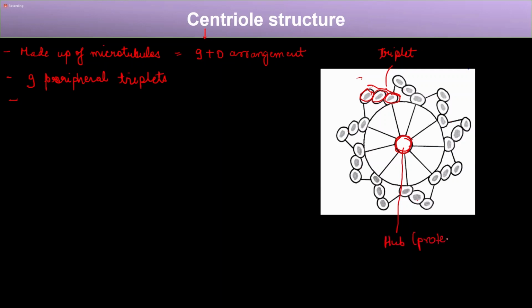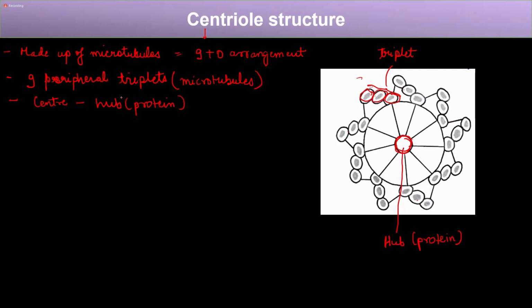So the hub is a protein. Okay, so the centriole has, in the periphery, these triplets. And what are triplets? These are microtubules, right? In the center, it has a protein called hub. Now, apart from this, what else does it have?